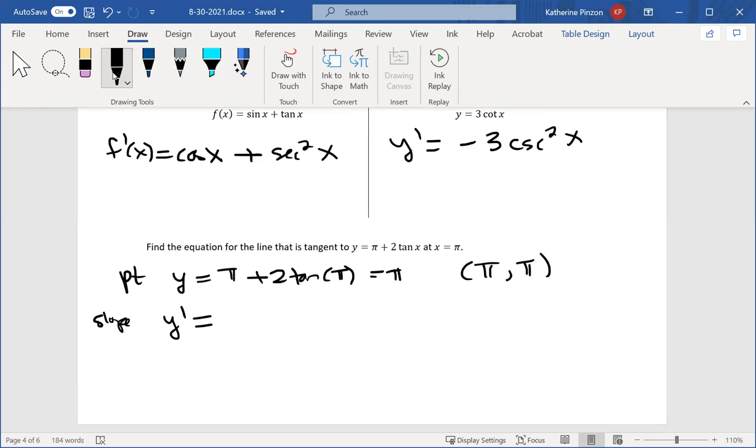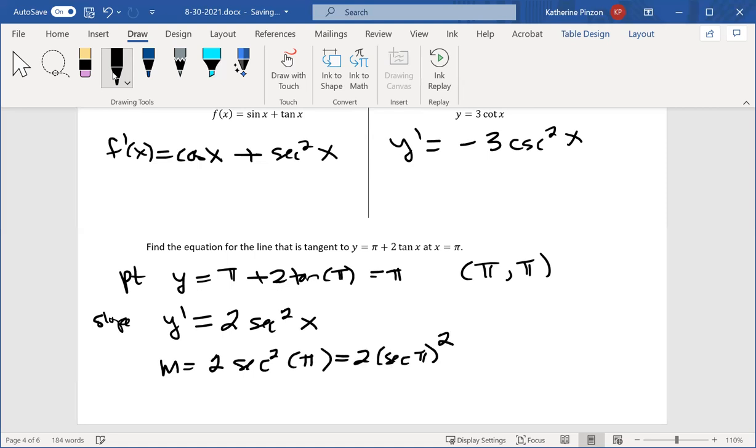Okay, derivative of pi is 0. 0 plus derivative of 2 tangent of x is 2 secant squared of x. To find the slope, I need to take the derivative at that point, pi. So really this is 2 secant of pi squared. All right, what's the secant of pi? Who knows?